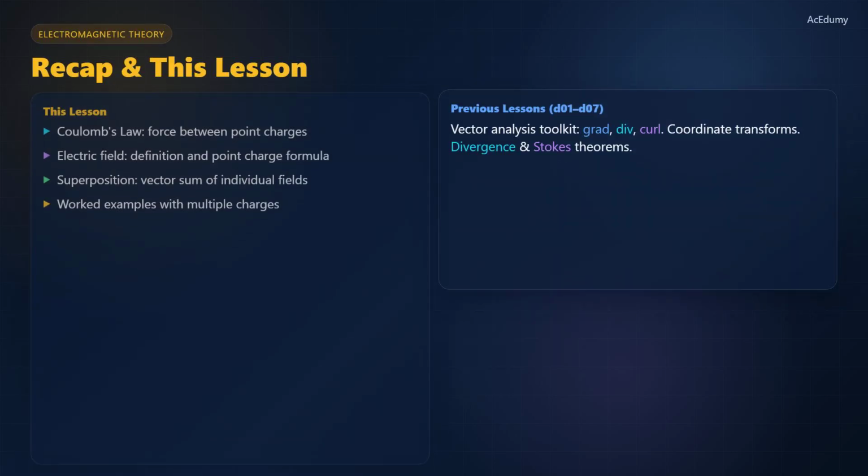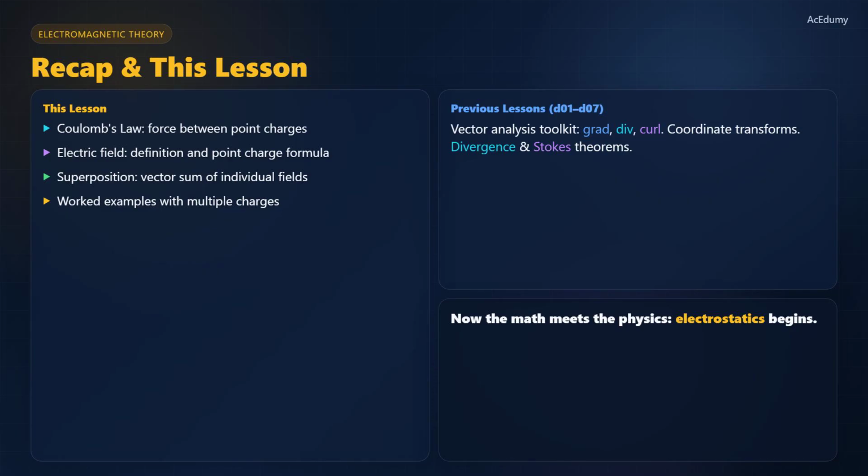In the previous lessons, we built the mathematical toolkit for electromagnetic theory: gradient, divergence, curl, coordinate transformations, and the divergence and Stokes theorems. Now we begin electrostatics, the study of electric charges at rest and the fields they create. In this lesson: Coulomb's law, the electric field concept, and the superposition principle.